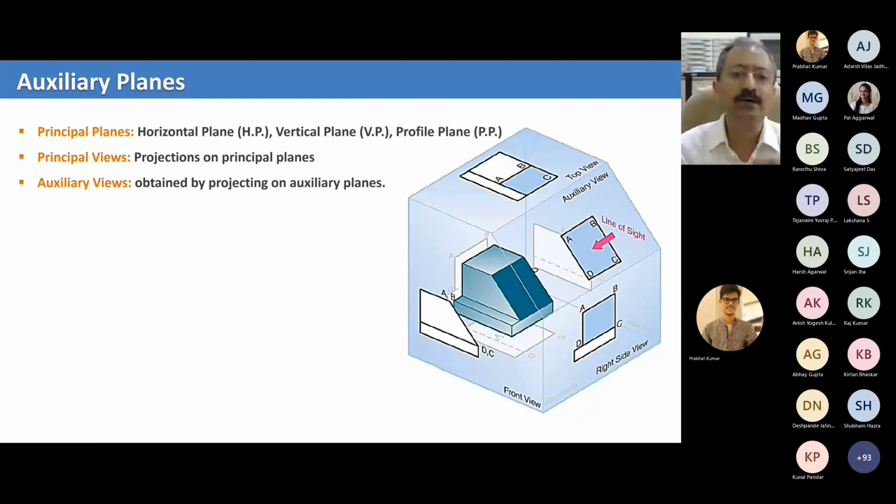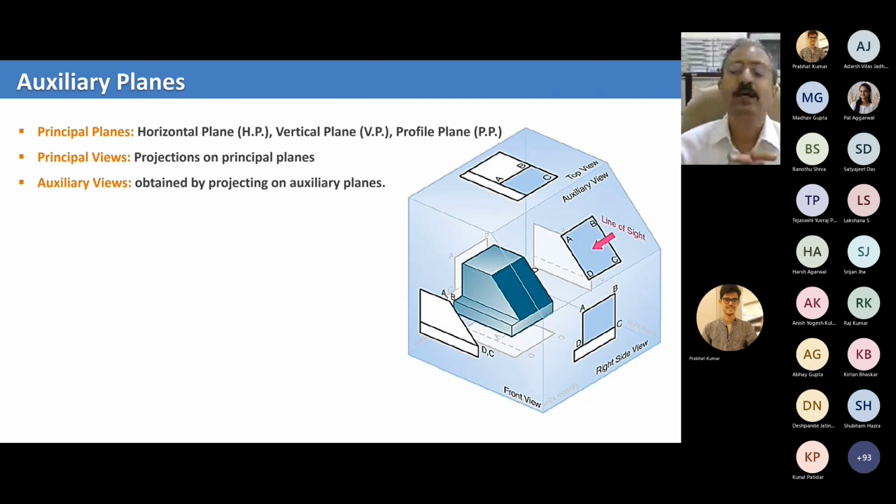So we're talking about horizontal plane and vertical plane. We will now introduce a third one, which is perpendicular to both the planes, which we'll call the profile plane. All these are perpendicular to each other, and therefore they're called principal planes. And what are principal views? We talked about front view and top view so far. We will also talk about side view. All these three views on the principal planes are called principal views.